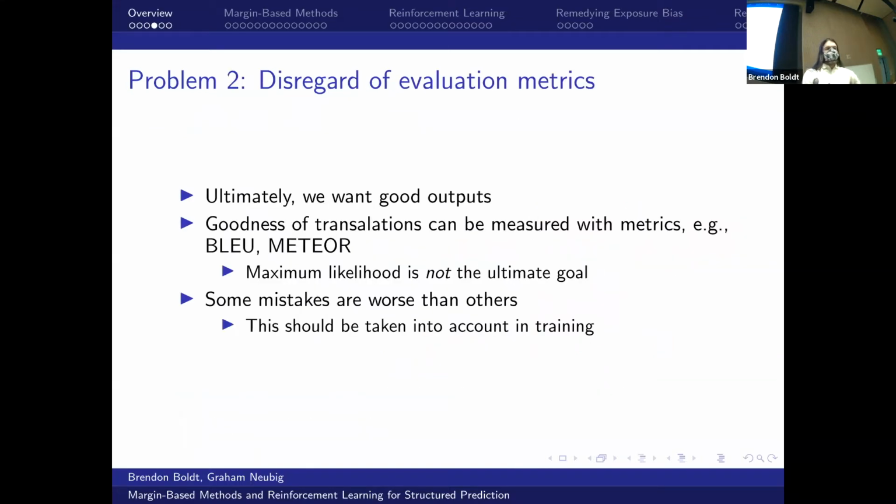The second problem is that as Graham said right at the beginning, there's not always a regard for the evaluation metric.